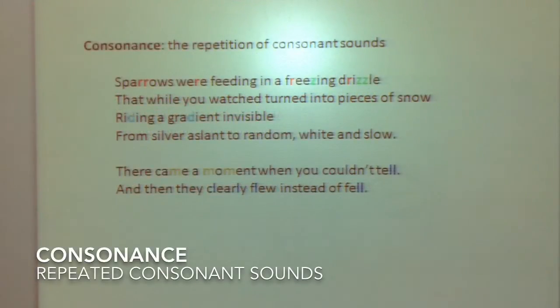And given that sounds in our language come from the combining of vowels and consonants, we can't leave out consonants, which is the repetition of consonant sounds.